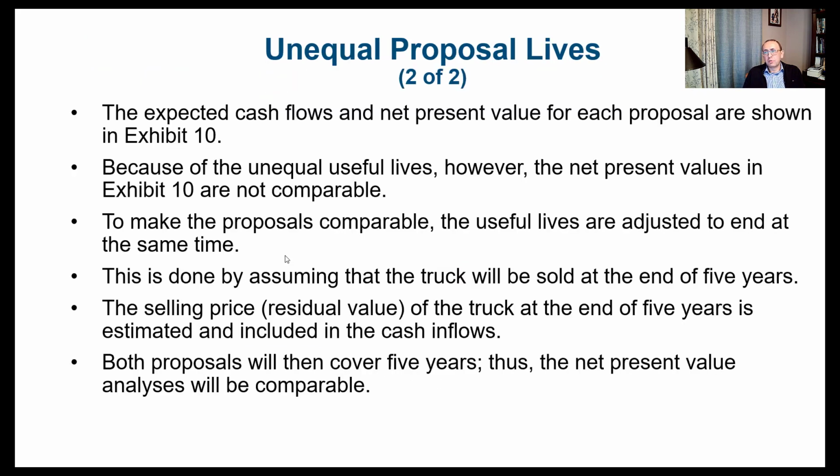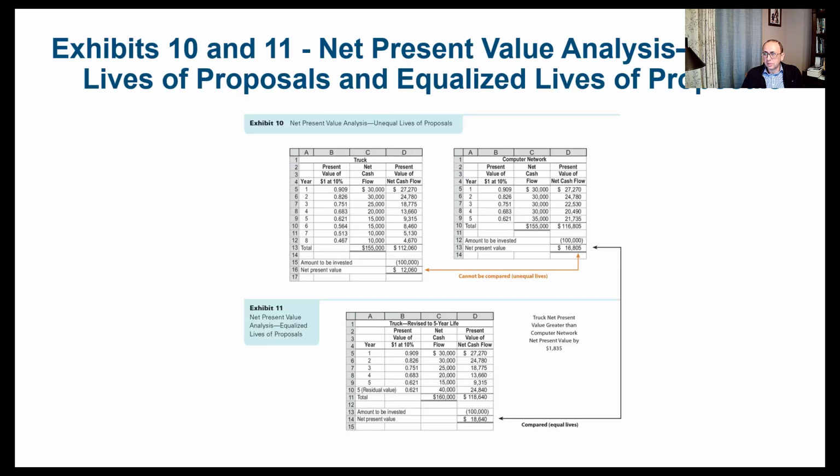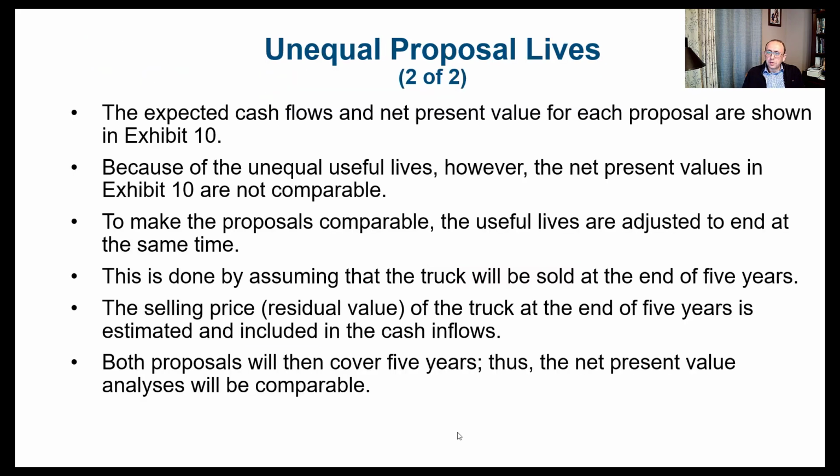So to make the proposals comparable, the useful lives are adjusted to end at the same time. This is done by assuming that the truck will be sold at the end of 5 years. That's the only way you can compare two investments with different useful lives. So the selling price or the residual value of the truck at the end of the 5 years is estimated and included in the cash flows, which in our case here is the $40,000. So both proposals would then cover 5 years, therefore the net present value analyses will be comparable.